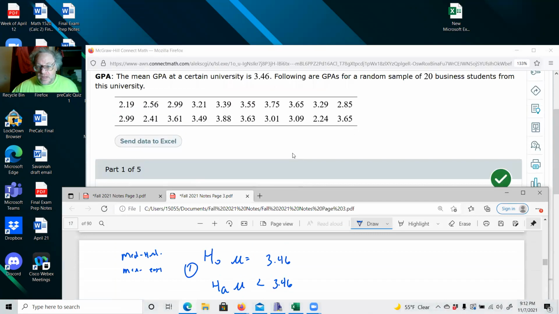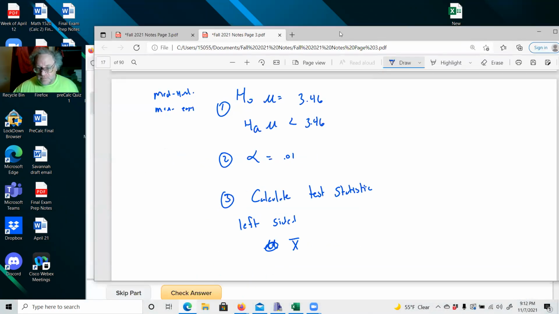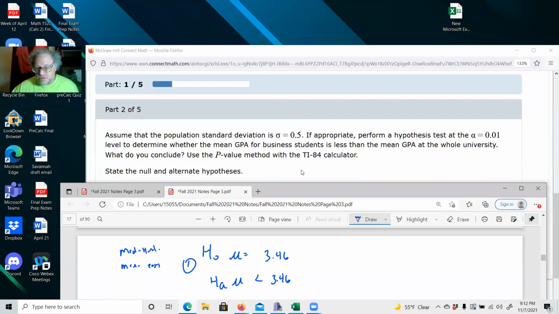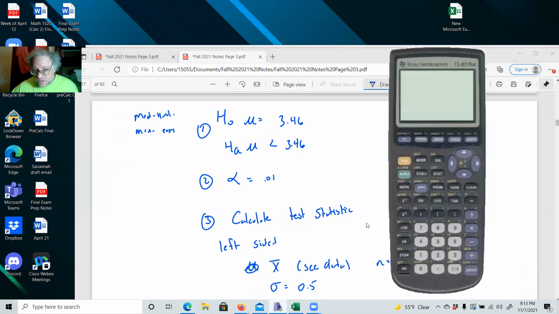Okay. So we're going to go ahead. I'm just going to write down the data, because the calculator is going to handle that for us. Population standard deviation was 0.5, right? 0.5. I think the calculator will automatically do this, but n is going to be 20. Because they gave us the list of numbers, we're going to use them.